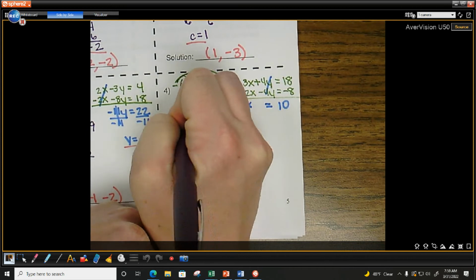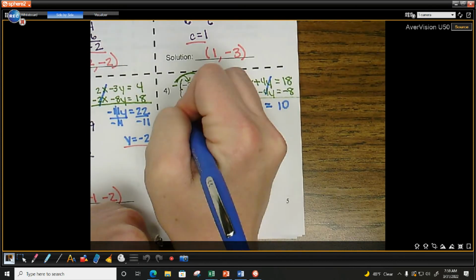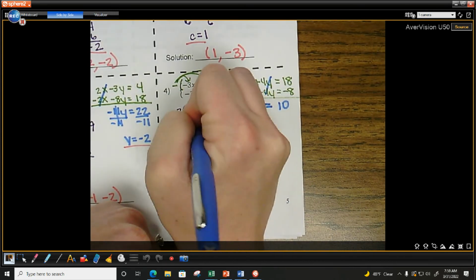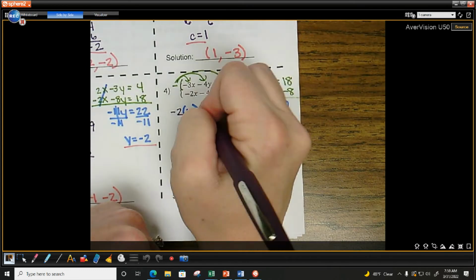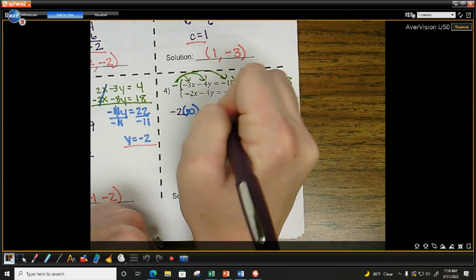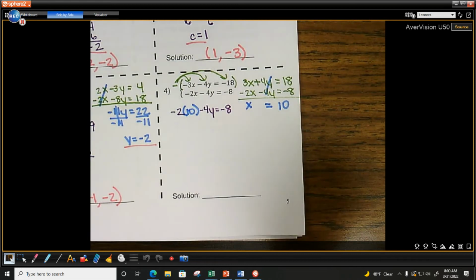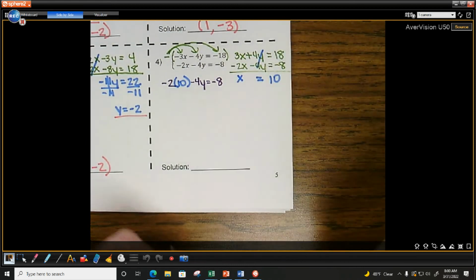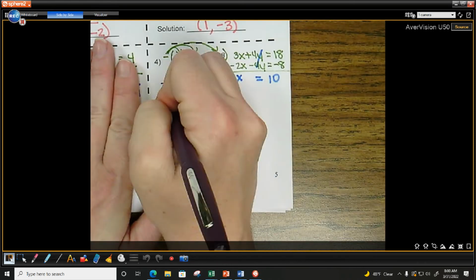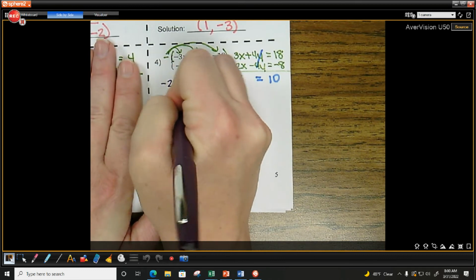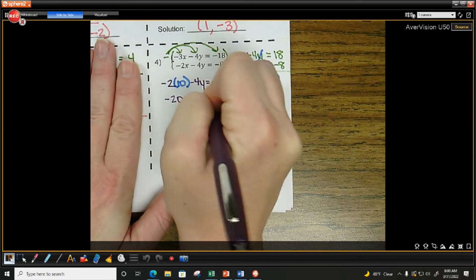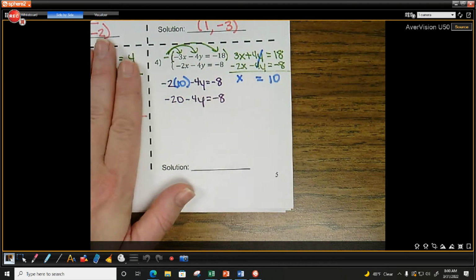So negative 2 times x, which we just found to be 10, minus 4y equals negative 8. Negative 2 times 10 is negative 20 minus 4y equals negative 8. What do I do to get the negative 20 away?